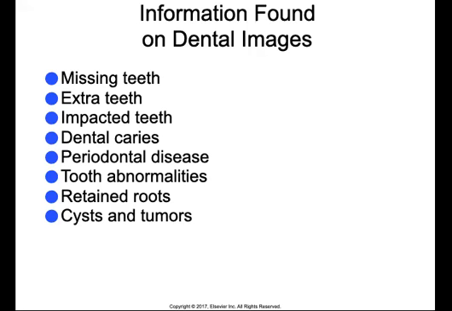Periodontal disease. We can actually see buildup of tartar and calculus around the teeth, as well as drops in bone levels, and these would indicate periodontal disease. We can see tooth abnormalities, retained roots from possibly extractions that didn't go well, or there are some patients that have even tried to extract their own teeth and have left retained roots there. And those can be sources of infection that will need to be removed. Also cysts and tumors. So these images can be used to educate the patient about some of these common conditions that are detected only through the use of dental images.